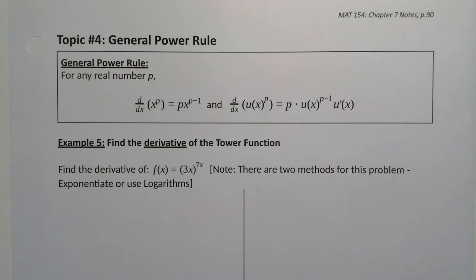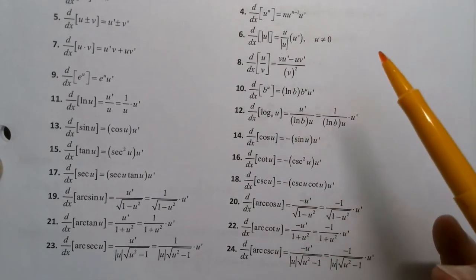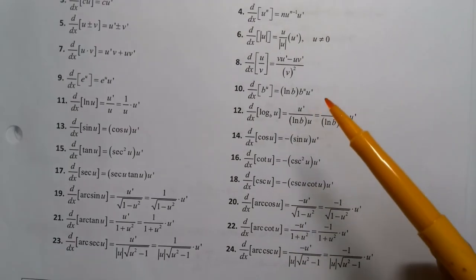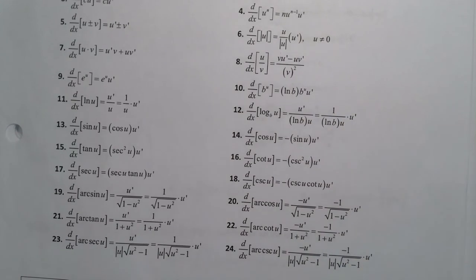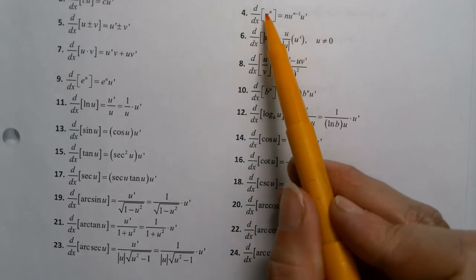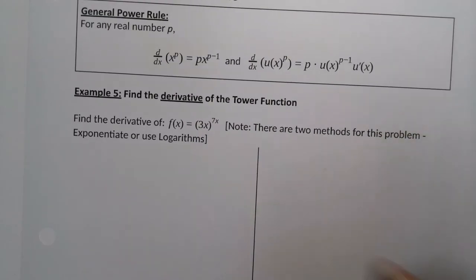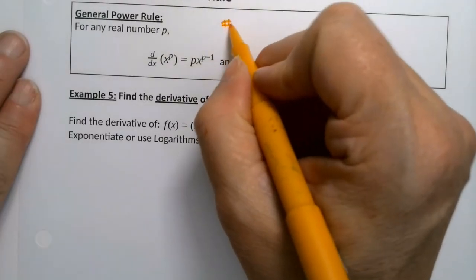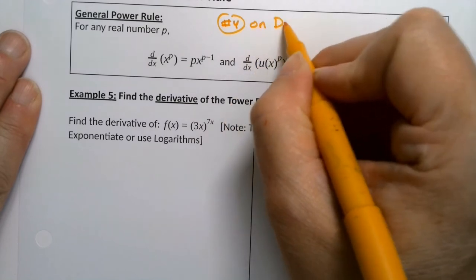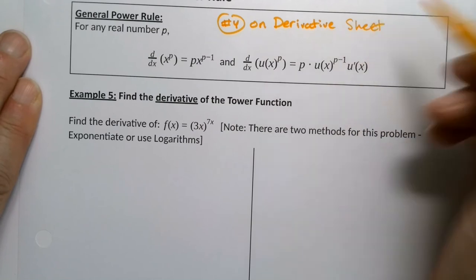Now, we've already seen the general power rule, so this is not exactly shocking to anybody, that the derivative of u to the something is bring the power down and multiply it by u to the p minus 1. It's right here, rule number 4, right? U to the n says n times u to the n minus 1 times u prime. So that's all well and good. This is number 4 on the derivative sheet.